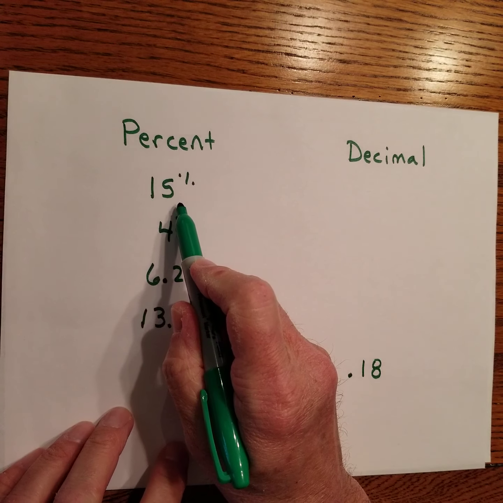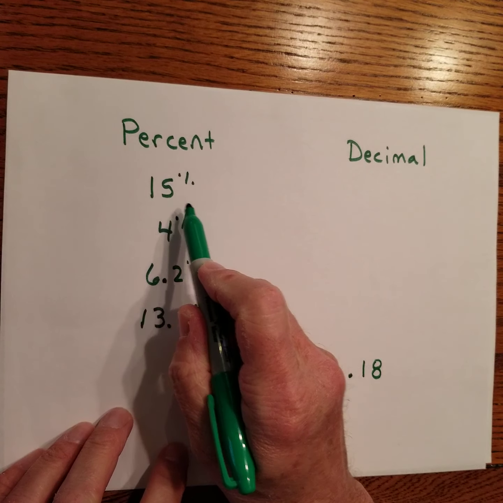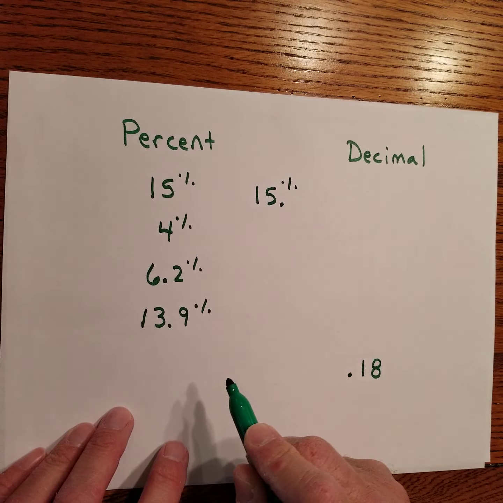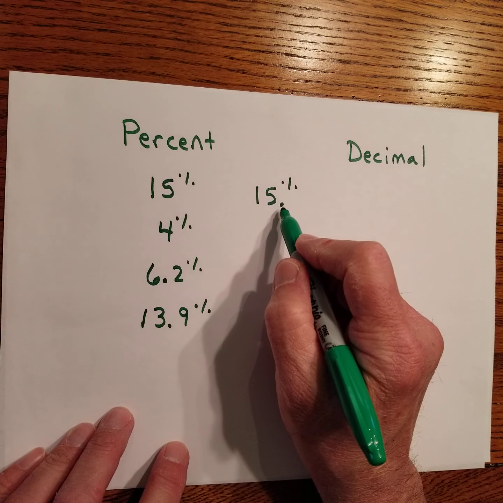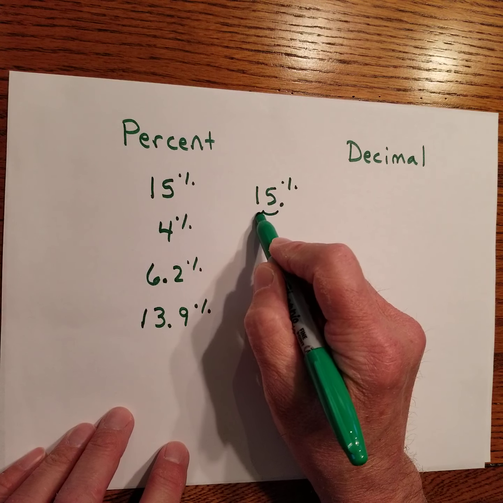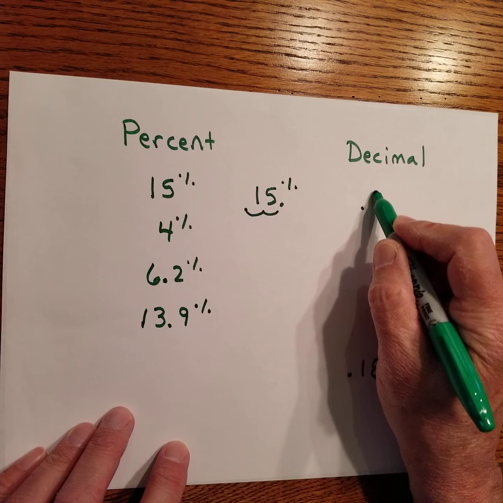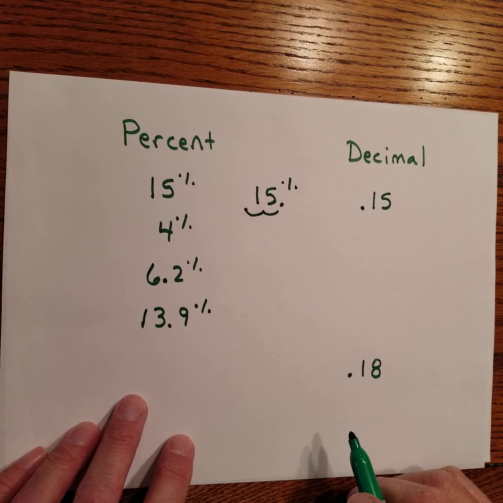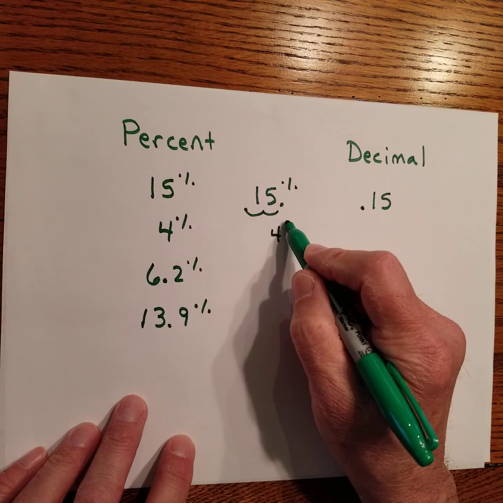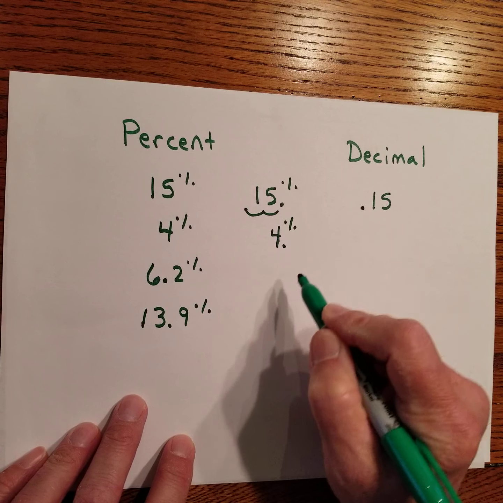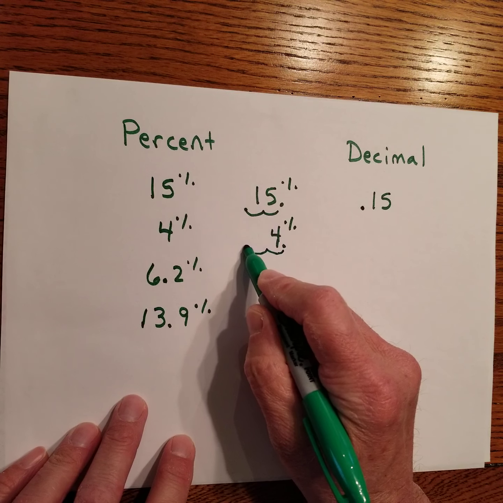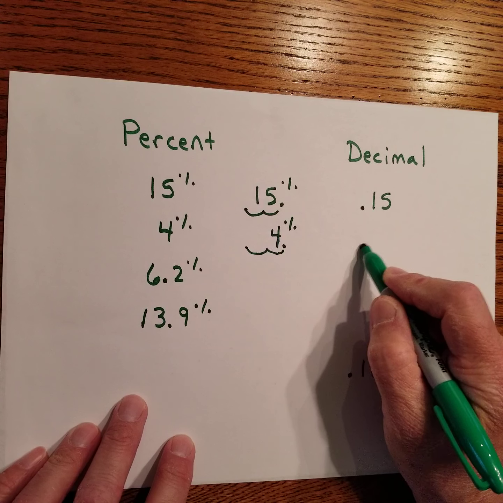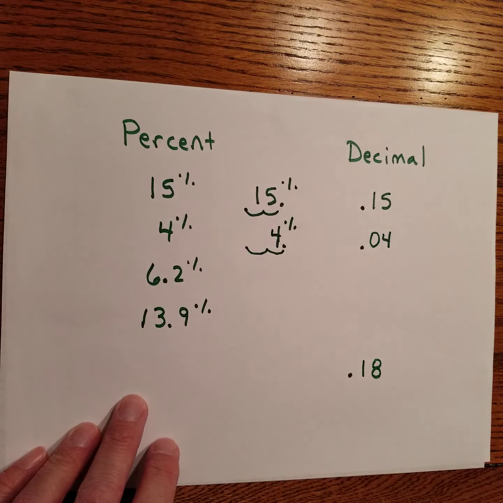How do you change a percent into a decimal? If I start with 15%, I know the decimal point is here. To change a percent into a decimal, we move the decimal point 2 spots to the left. 15% becomes 0.15. 4%, when I move the decimal point 2 spots, I have an open space for a 0 between the decimal point and the 4. 4% becomes 0.04.